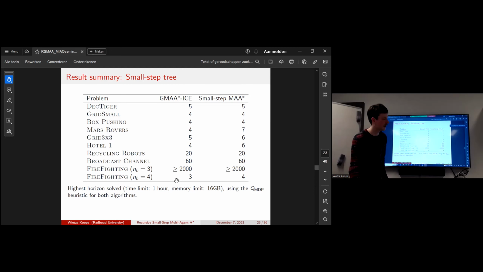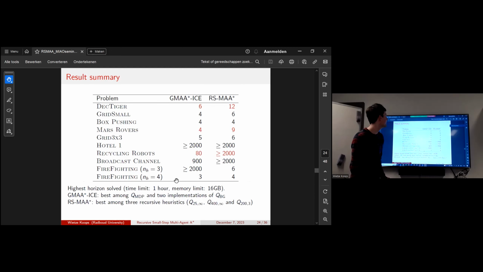But then if we also add the new heuristics, and also allow GMAA star ICE to use different heuristics, so essentially all the heuristics that have been implemented: MDP and two implementations of QBG. Dec-POMDP is sort of in between here and doesn't give better results than either of them. Then we see that mainly on Dec-Tiger, mars rovers, and recycling robots, our solver really works much better.